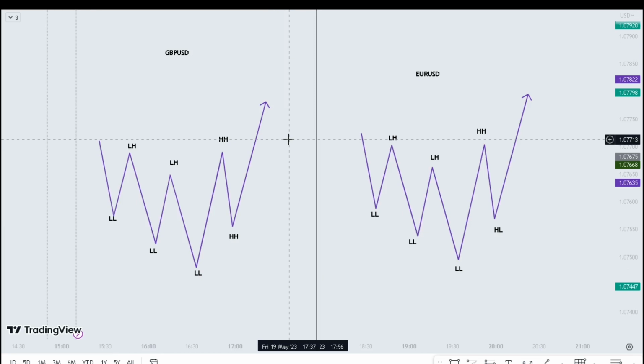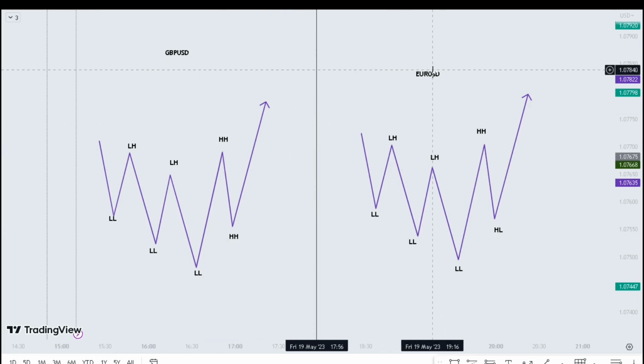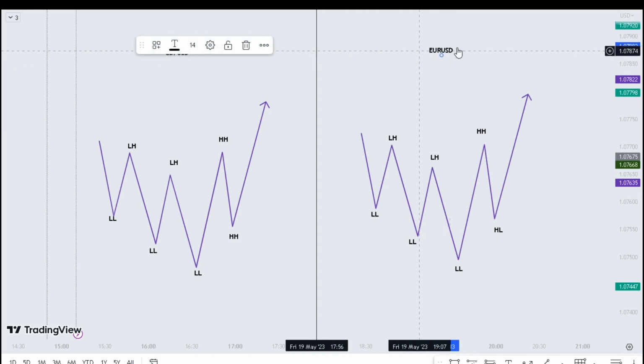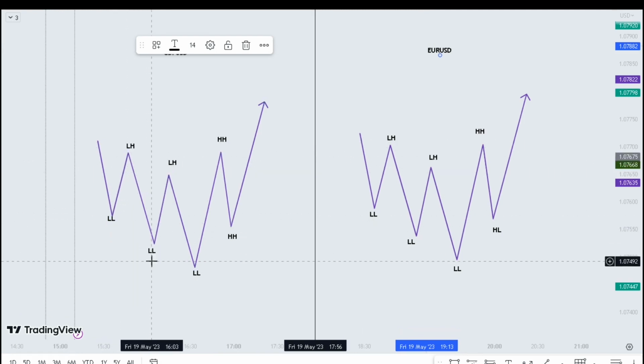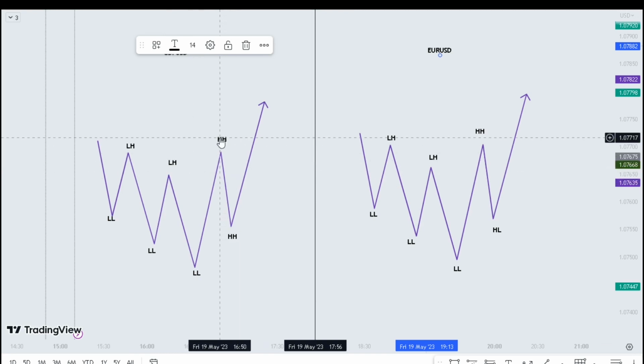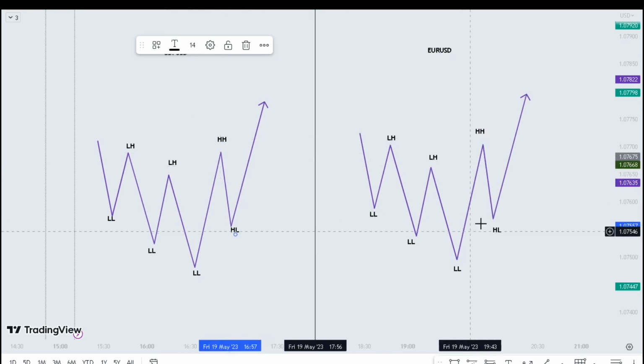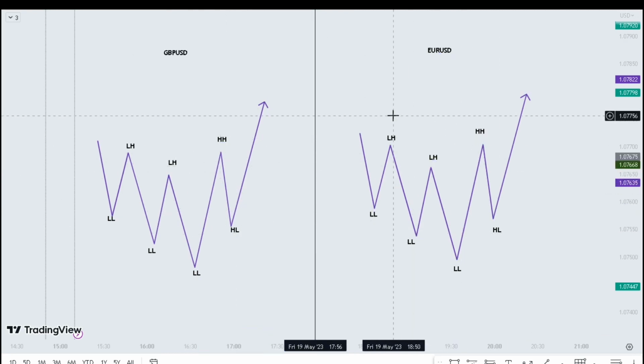Okay, on the left we have GBP USD, on the right EUR USD, and if we follow these charts that I've drawn using market structure, we're making lower lows, lower highs, lower lows, lower highs, lower lows. Then we have a market structure shift and we make a higher high, then a higher low. So as you can see, both assets look exactly the same, and this is how it's supposed to look the majority of the time.